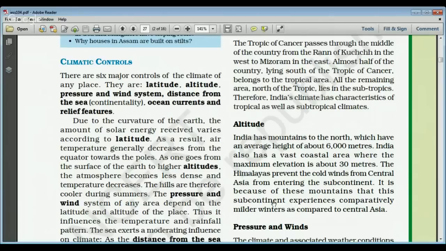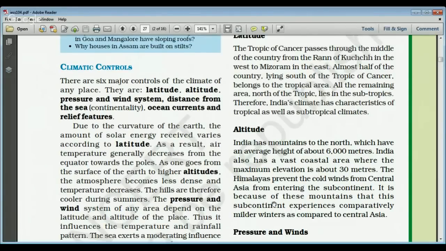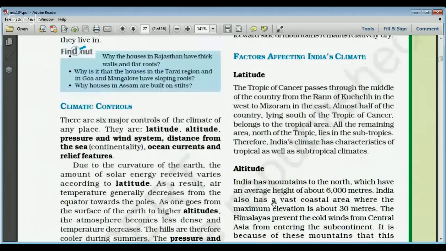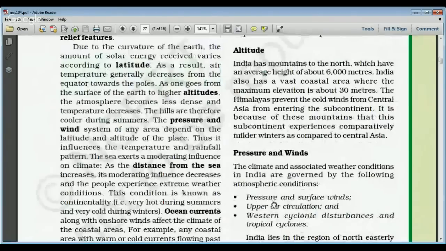Then the second factor which affects India's climate is the altitude. India has mountains to the north which have an average height of around 6 kilometers, and India also has a vast coastal area of around 7516 kilometers length, including the Andaman and Nicobar and Lakshadweep islands, and its maximum elevation is about 30 meters.